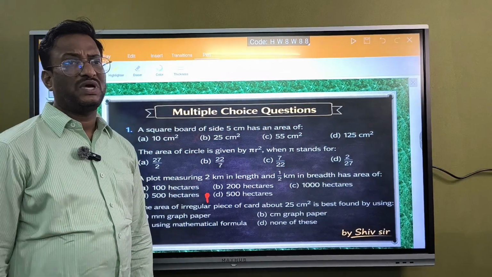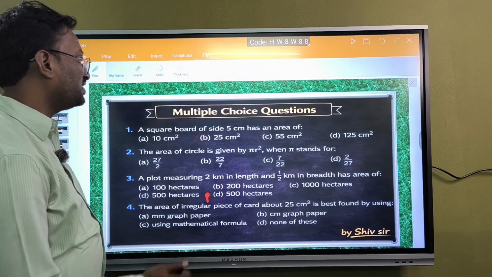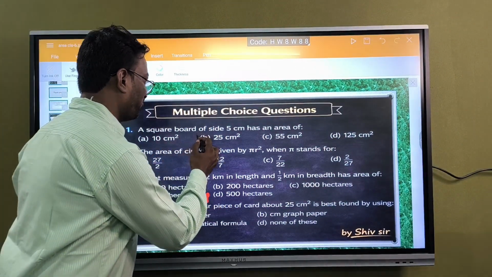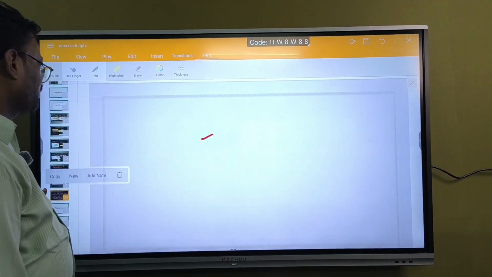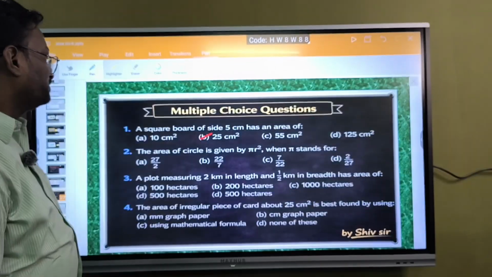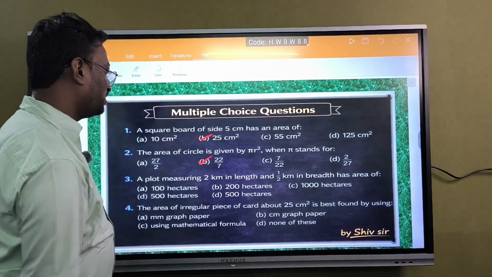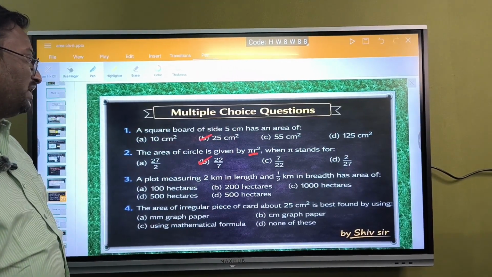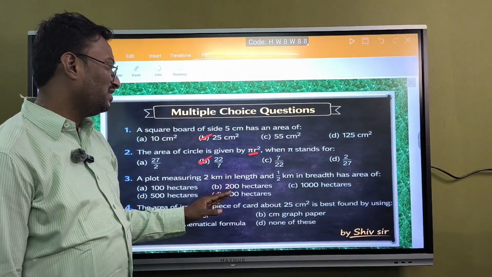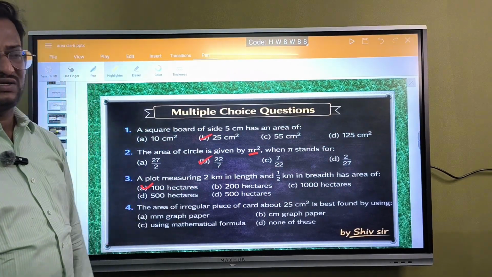Alright, so then multiple choice questions. A square board has a side of 5 centimeters, so its area is 5 squared, which will be 25. The answer is 25. Alright, the area of a circle is given by pi r square. Then pi stands for 22/7. A plot measuring 2 km length and half kilometer breadth has an area of how many hectares? 2 into half is 1 kilometer square, which is nothing but 100 hectares.